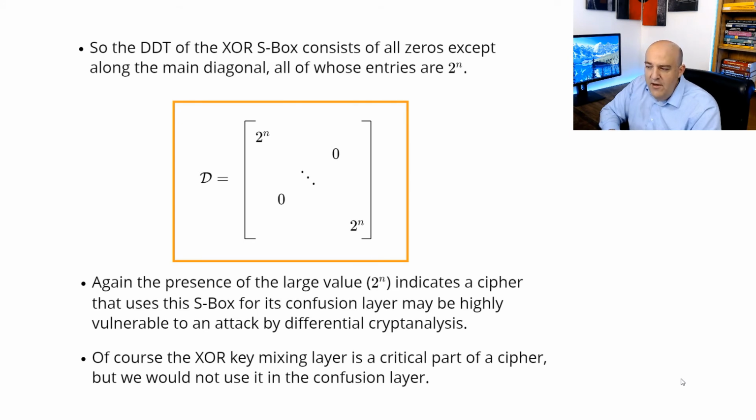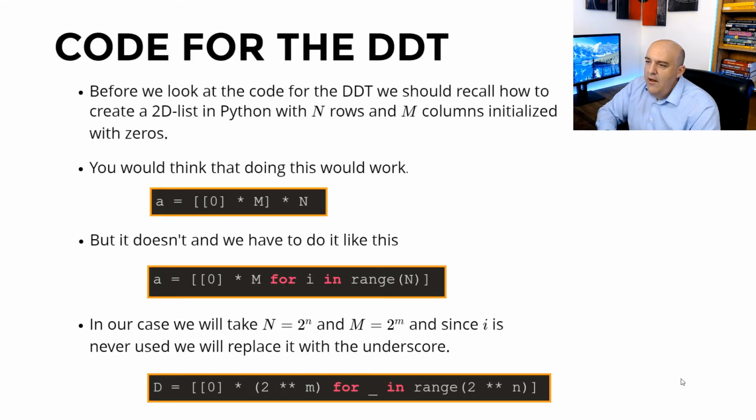Since the key mixing layer is separate from the nonlinear layer, we shouldn't be concerned about seeing large values in the DDT of the XOR S-box. Now let's take a look at writing some code that will calculate the DDT of any S-box.